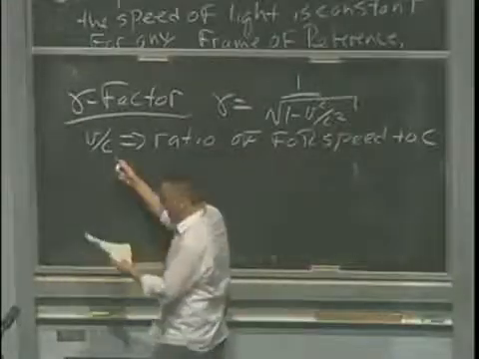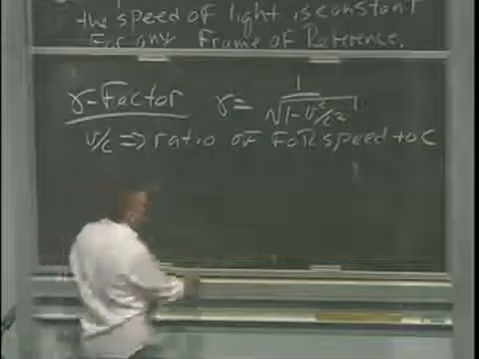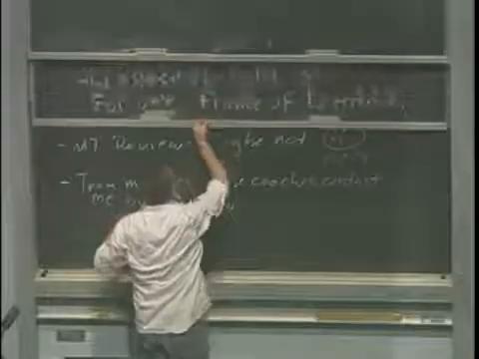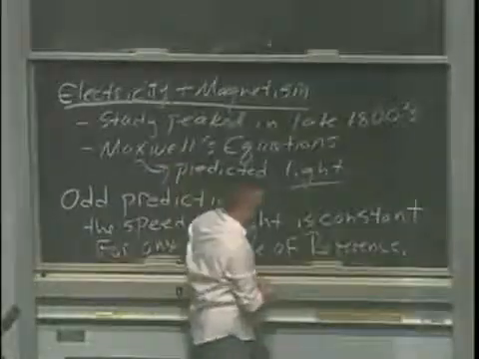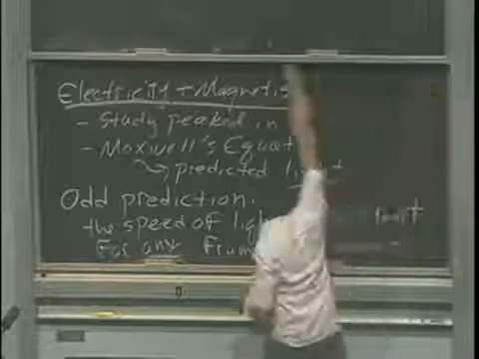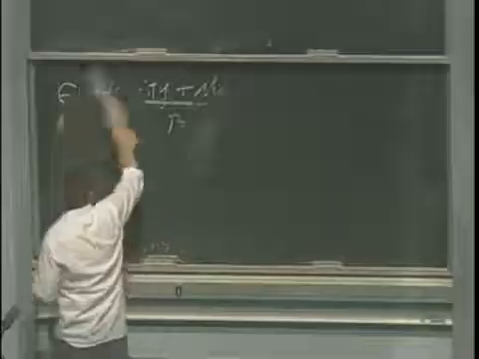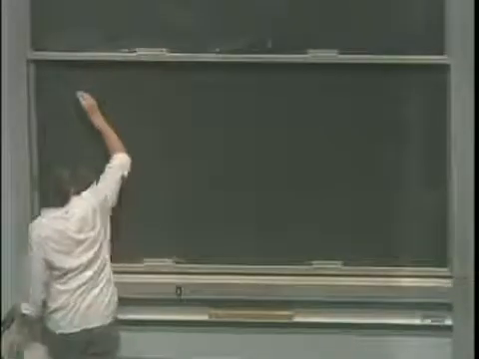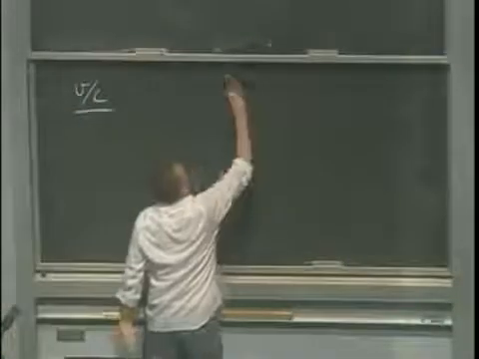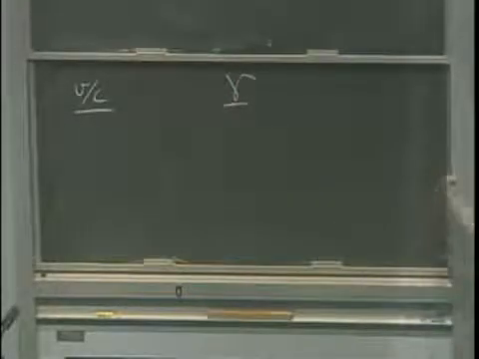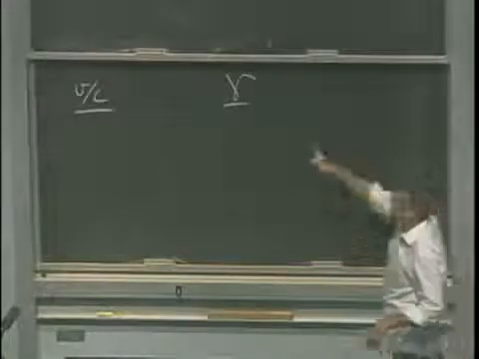Okay? So let's just make a little table so we can understand a little bit how this gamma factor changes with increasing speed. Okay, so this is the ratio of the speed of the frame of reference to light. So this is how fast that train is moving past you. Okay, and let's look at the gamma factor for this.